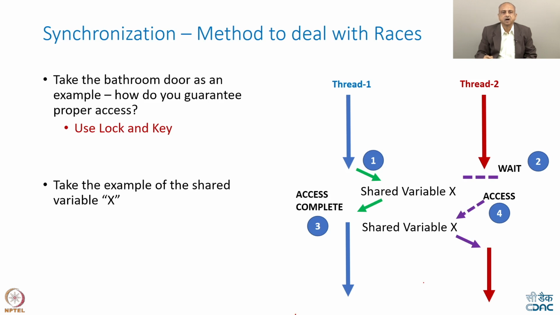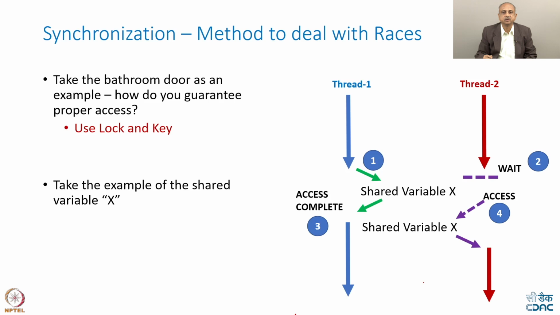Let us see how synchronization can help us to deal with the problem that we faced with races in the slides earlier. We had used the example of a bathroom as a mechanism to illustrate this. So, how does one do it in practice? We use lock and key. The person who enters the room first locks the door.